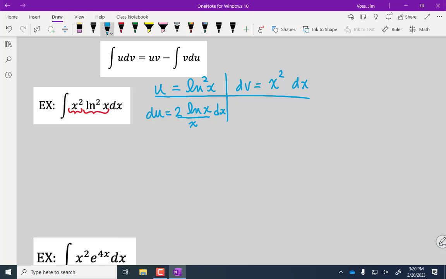If this is helpful to you, you could write it like that. So the 2 comes down, you subtract 1 from the exponent, you get 2 natural log of x, and then the derivative of natural log of x is 1 over x.